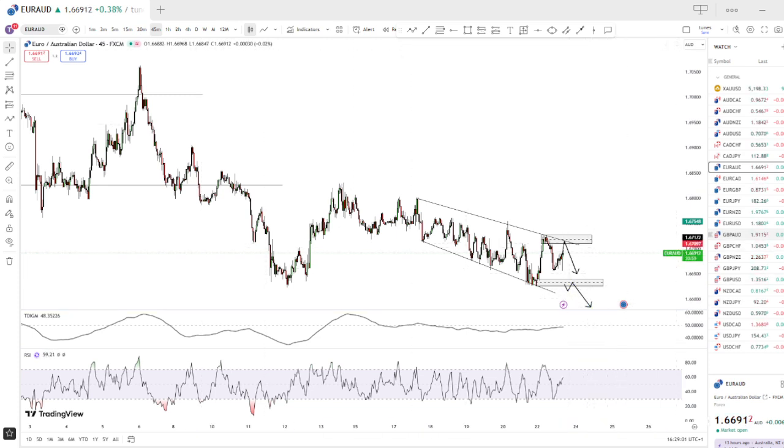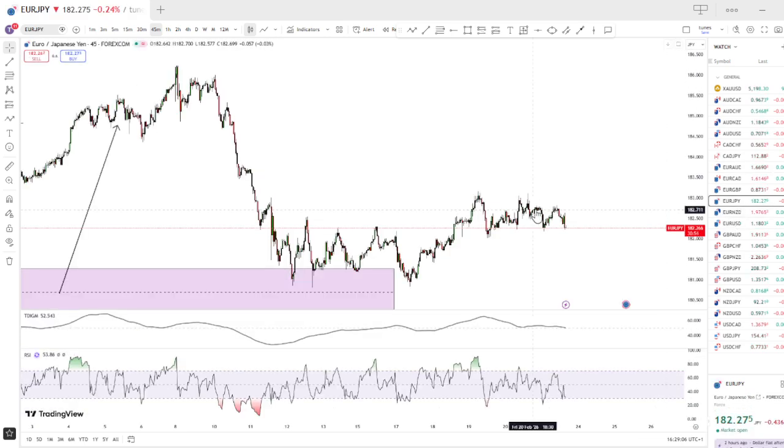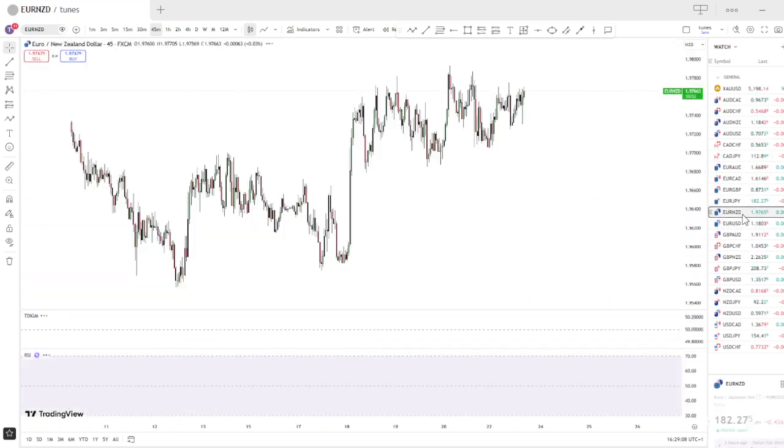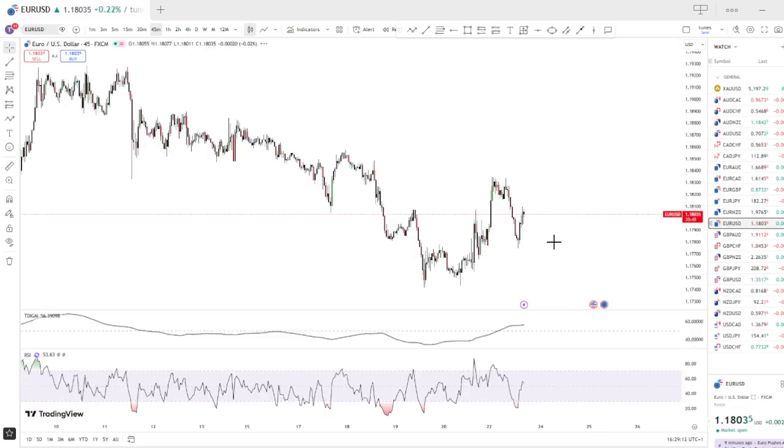That is clear for Euro AUD. I'll jump to, let's do, is it EJ or EN? Let's pick one of those guys. Then we'll do EU. Well, let me just go straight to EU, right?